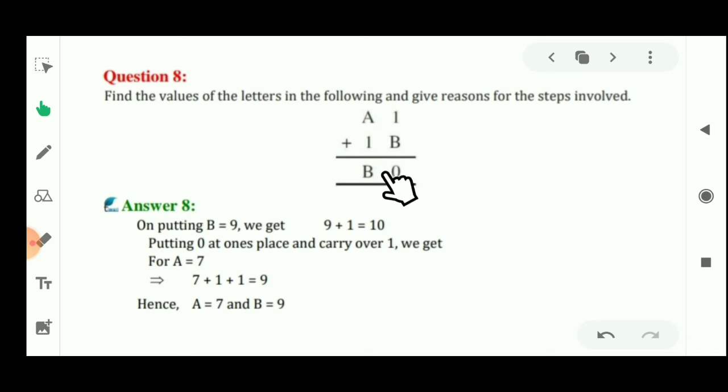1 plus 1, that means 2, and 2 plus, because B's value is already here 9, that means 2 plus 7. If we put 7 here, then we can get 9, because we assumed 9 already, so 9 should also be here. That means A's value is 7, and what is the value of B? B's value will be 9. You can see in this solution, students. I hope now you are able to solve each and every question of this exercise, students.